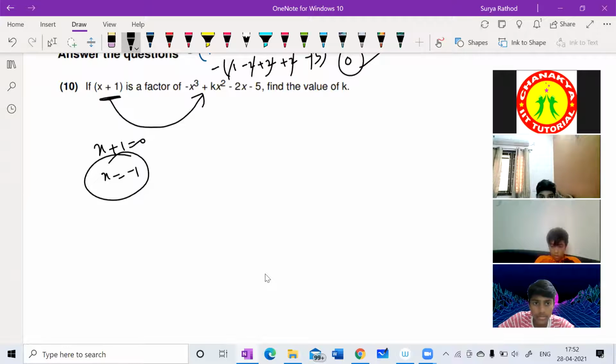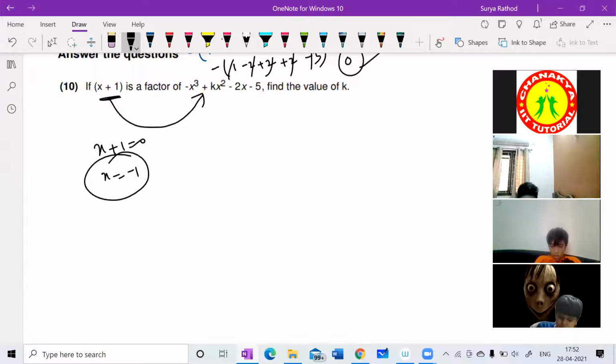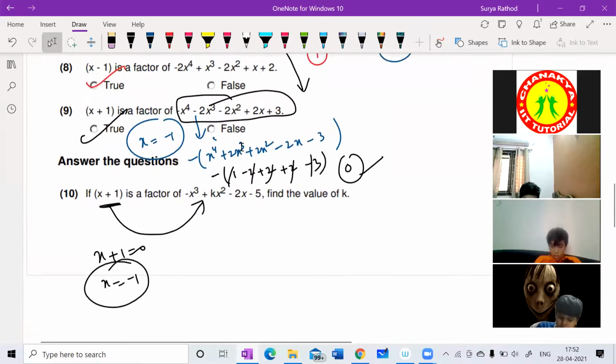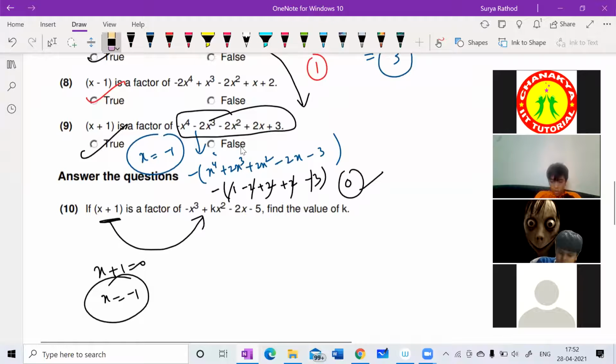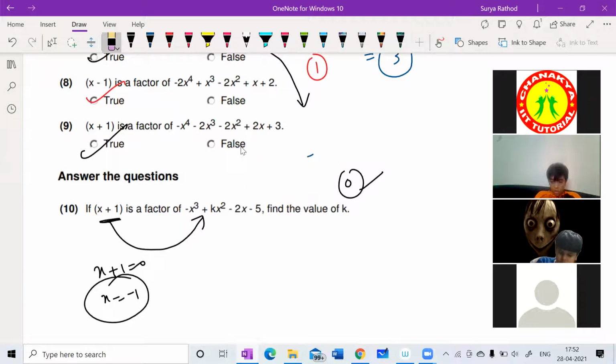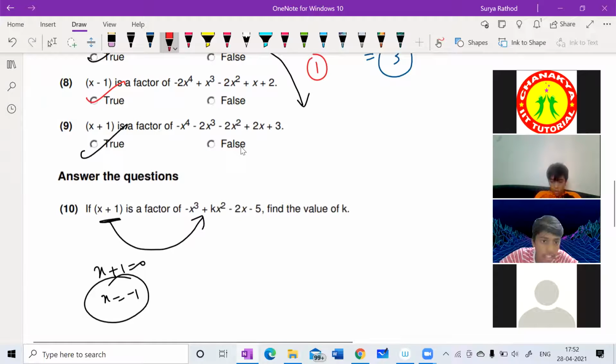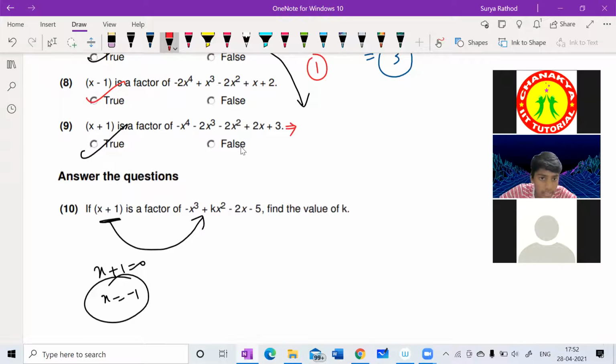Sir, once again, can you explain the ninth one? I'm confused. No issues, I'll explain. See here, let me strike it out. Sir, are we supposed to do trial and error for the 10th one? See here, guys, we will come back again to the 10th question.